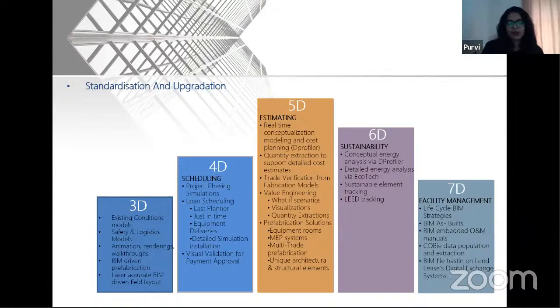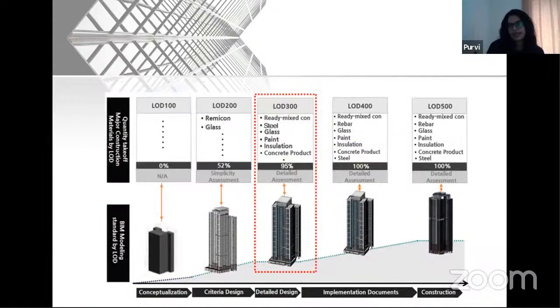Lastly, we will see the LOD. LOD is level of detailing. As the name says, level of detailing means how much detailing is going to happen in a particular model. If you are talking about LOD 100, it is something very basic, almost at a conceptual level.